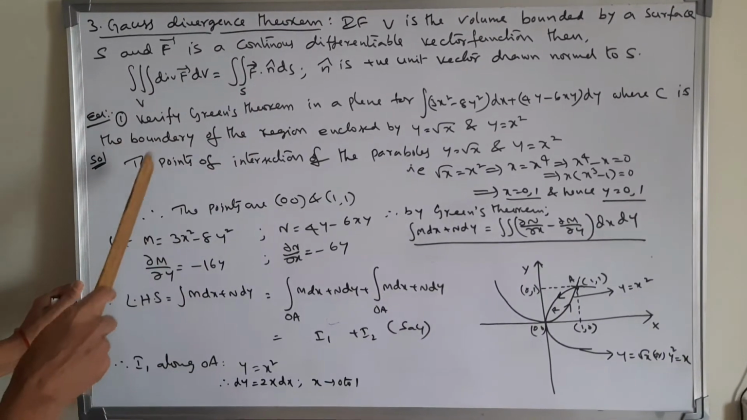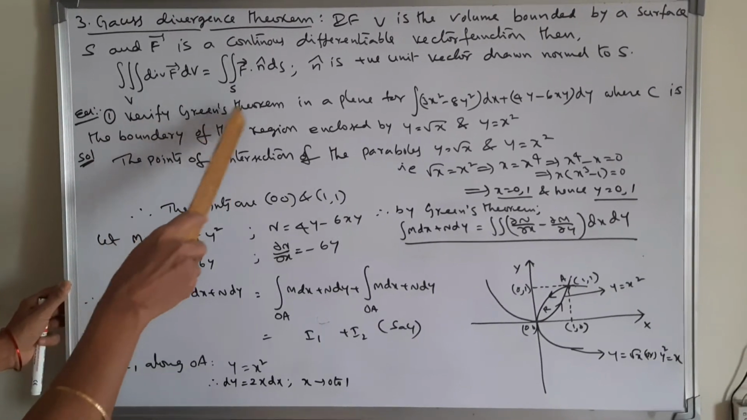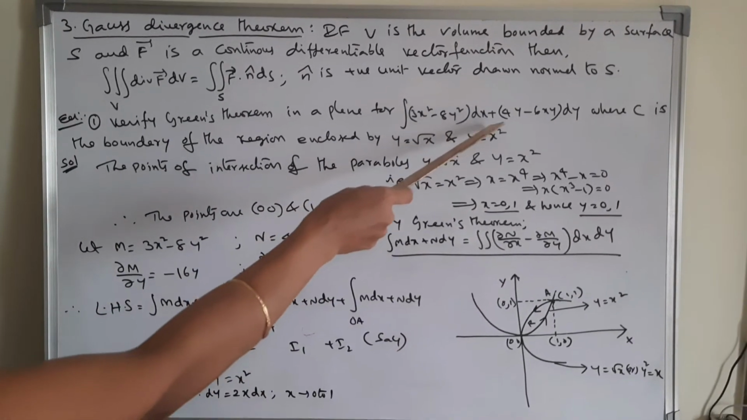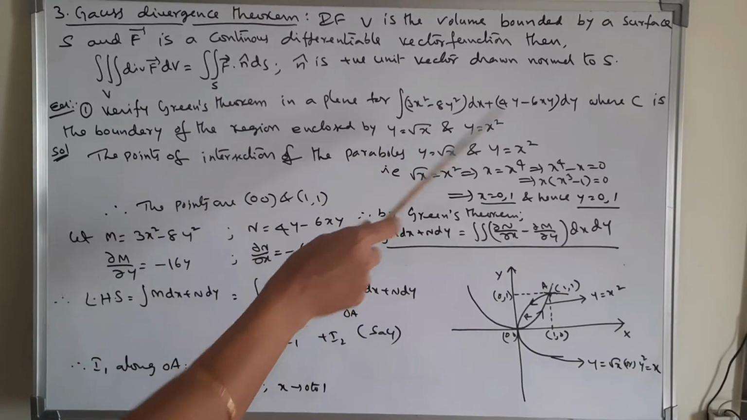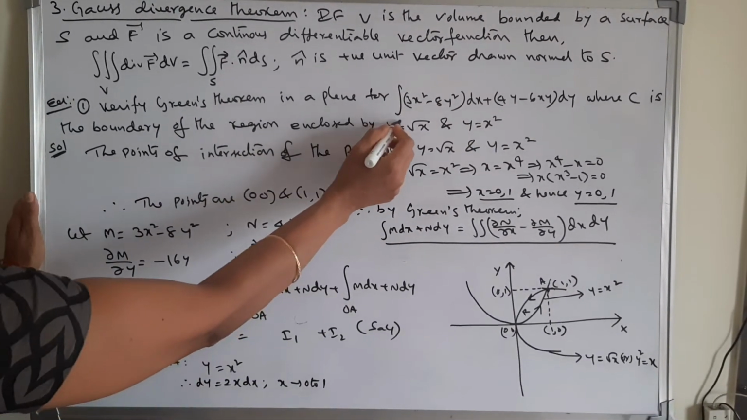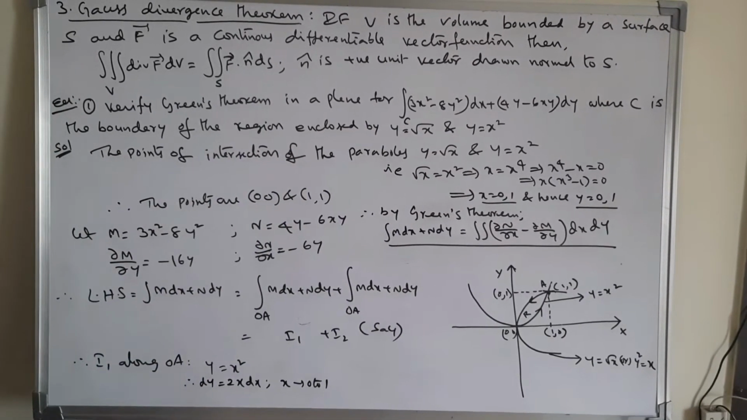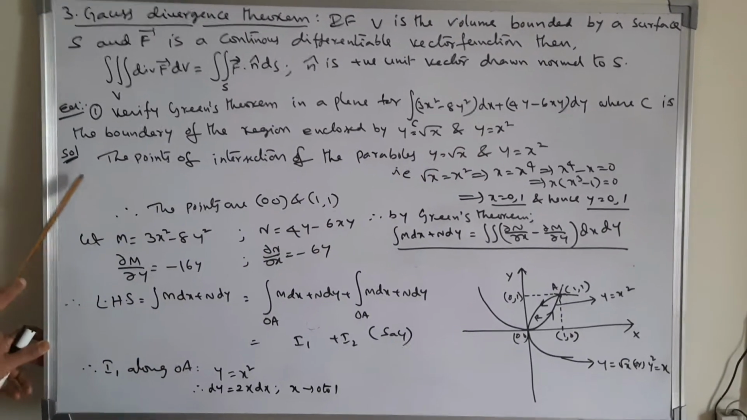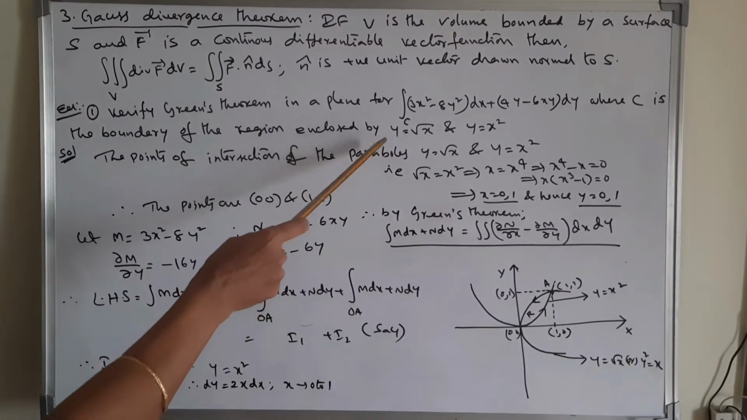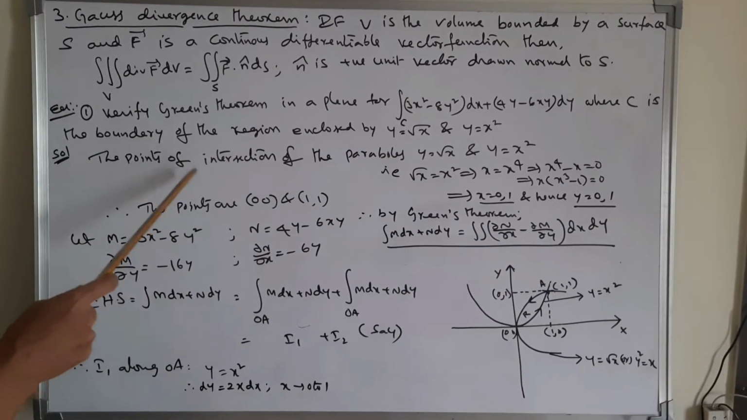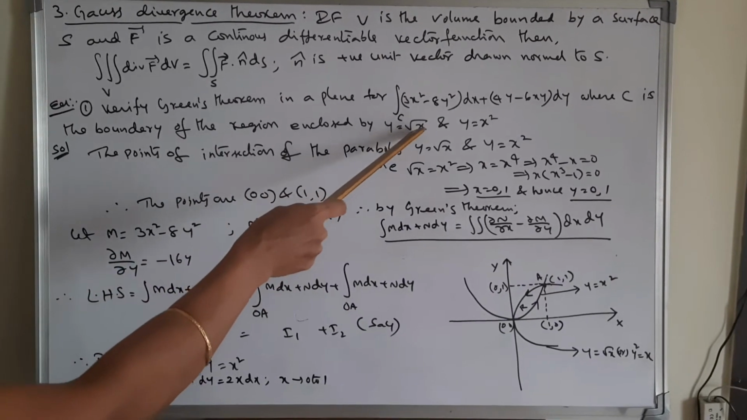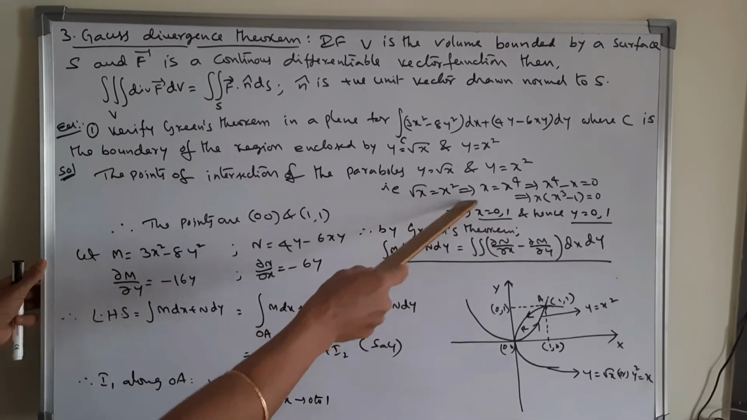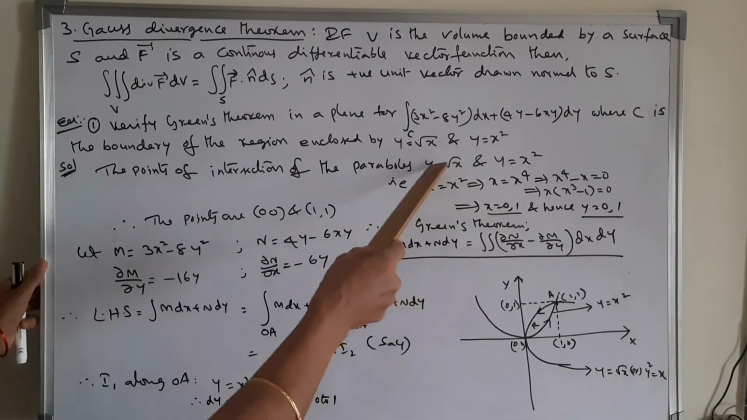The first theorem is Green's theorem. The example is: verify Green's theorem in a plane for the integral of (3x squared minus 8y squared) dx plus (4y minus 6xy) dy, where C is the boundary of the region enclosed by y equal to root x and y equal to x squared. The solution is, first we have to find the intersection of these two parabolas, y equal to root x and y equal to x squared. So we equate the two parabolas.